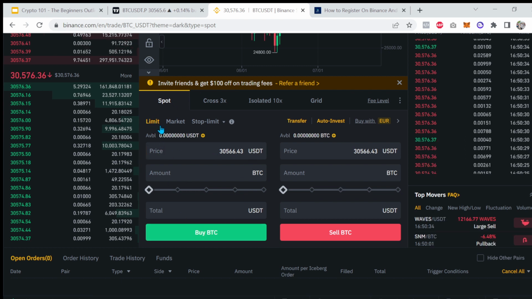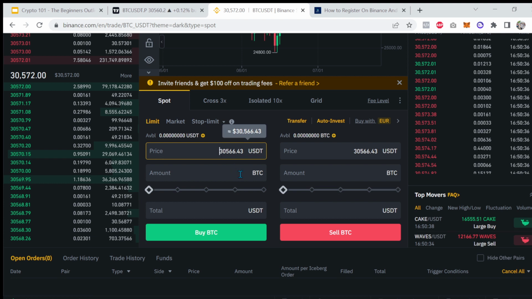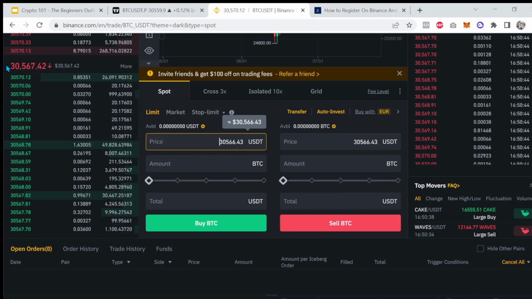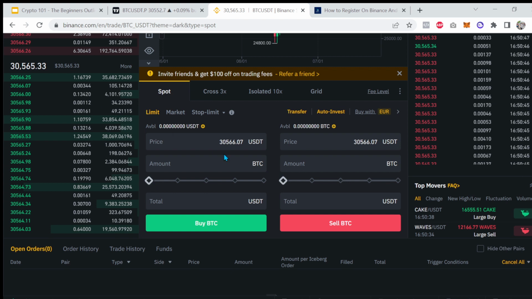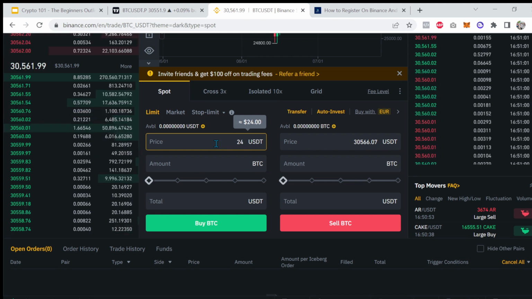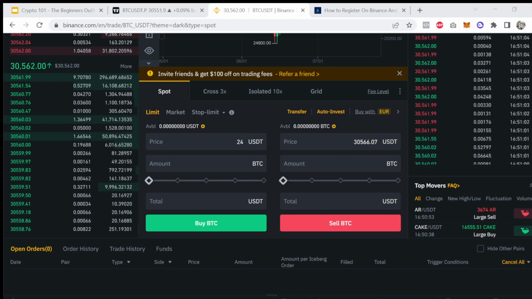We have limit orders. Limit orders mean that you can choose the price at which you want to buy, for example, Bitcoin. Bitcoin is at about 30,500 right now. So you can choose to say, okay, I am buying Bitcoin when it goes to, say, 24,000. Let me transfer some funds into this spot trading account.